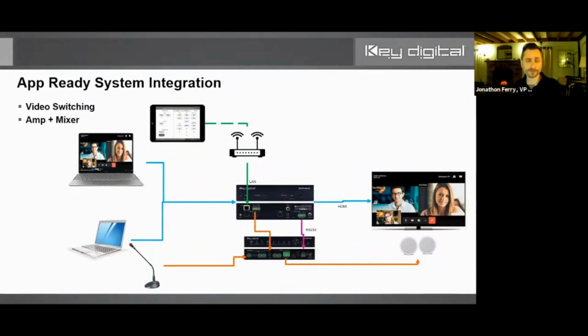And you can de-embed the audio from the Pro switcher into our amplifier, have a microphone plugged into the amplifier, and the KeyDigital app will once again send commands over IP that are then converted to RS-232 to be output and control the amplifier.